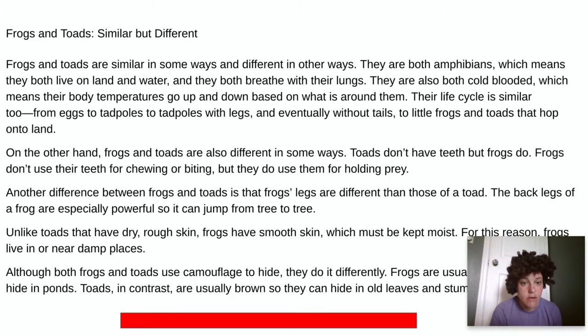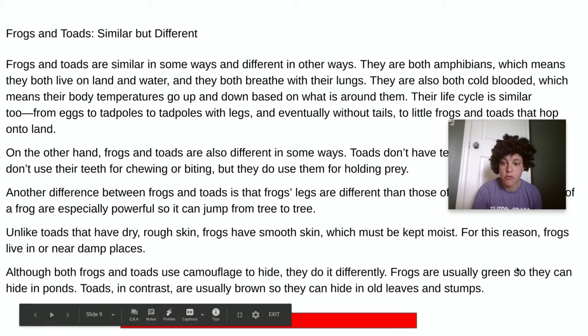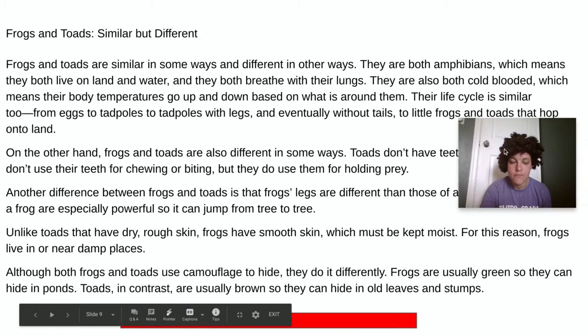On the other hand, frogs and toads are also different in some ways. Toads don't have teeth, but frogs do. Frogs don't use their teeth for chewing or biting, but they do use them for holding prey. Another difference between frogs and toads is that frogs' legs are different than those of a toad. The back legs of a frog are especially powerful, so it can jump from tree to tree.